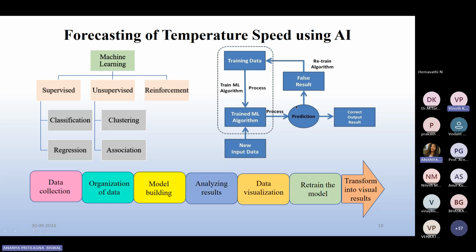Here I have taken 60 years of data for training. After training, we did the prediction. If there is any false result, it will retrain and give us the correct output. And I have taken 20 years of data for testing purposes.